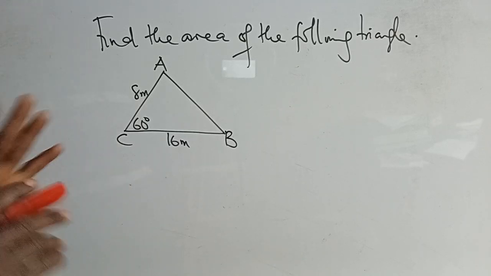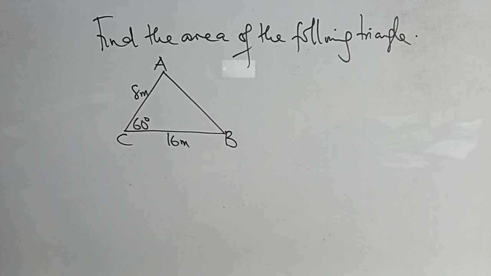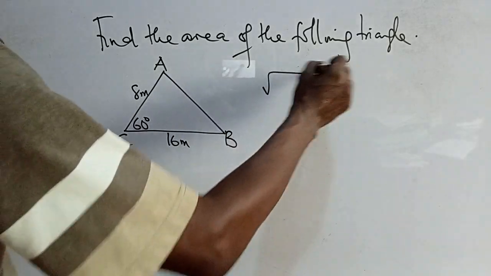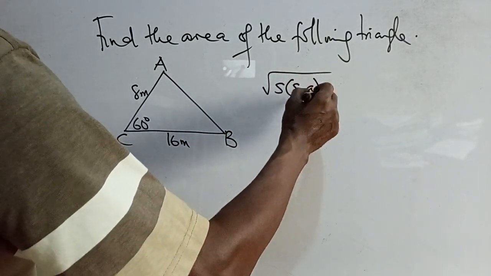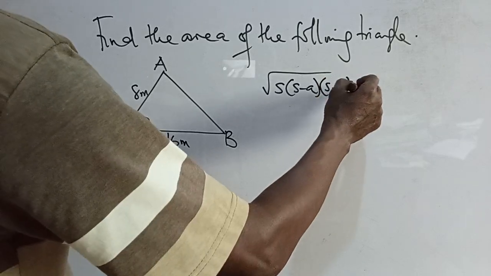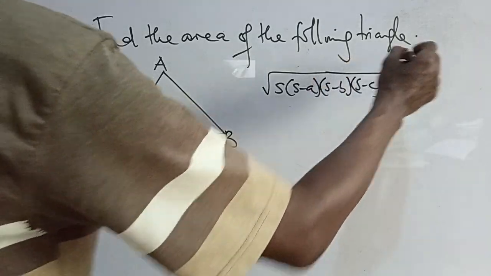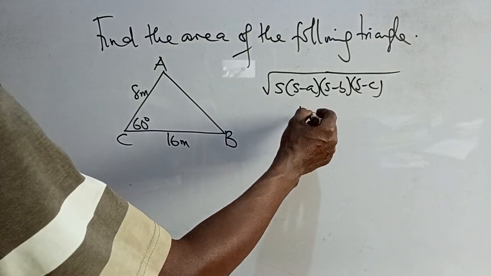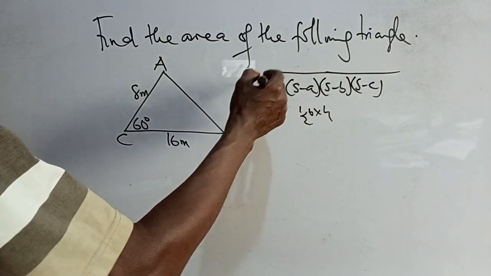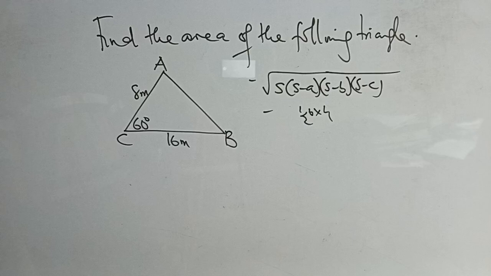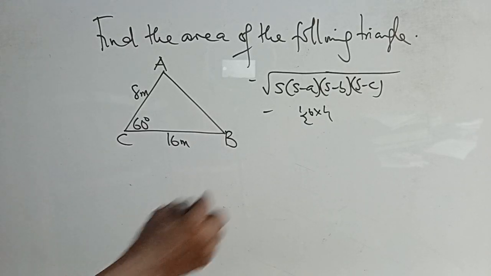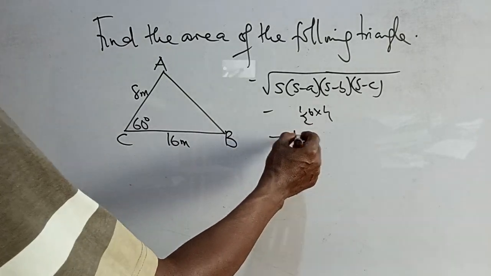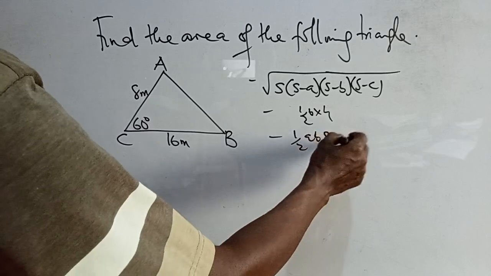And don't forget, there are so many formulas for finding the area of a triangle. It depends on the values you are given. One of the formulas is using what? Using the square root of s times (s minus a), (s minus b), (s minus c), which is Heron's formula. That's one formula. You can also use half base times perpendicular height. That's another formula for finding the area of a triangle. And the other one is what? Using half ab sine C.